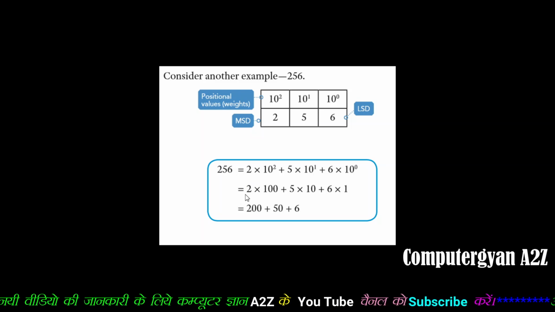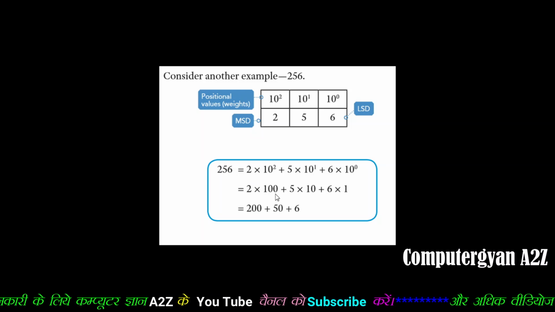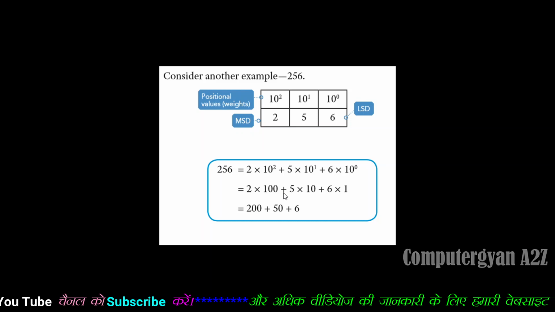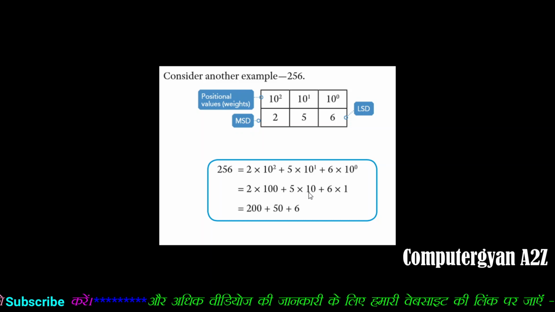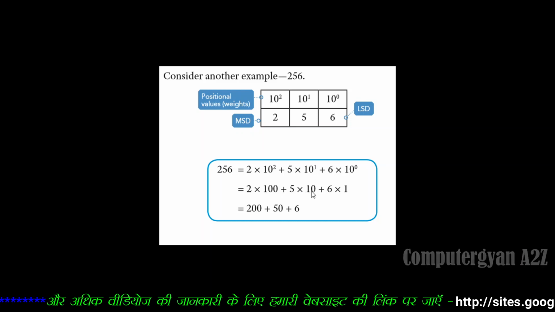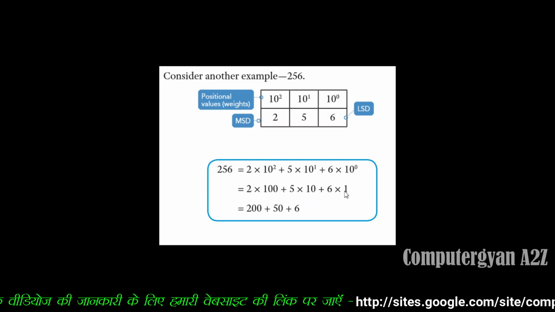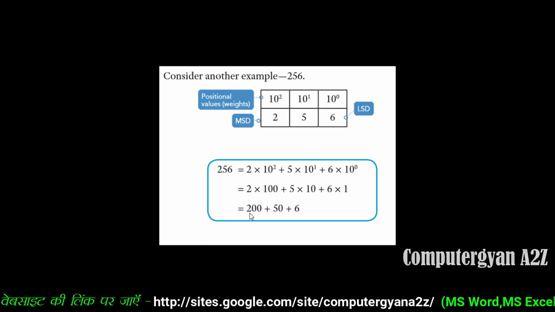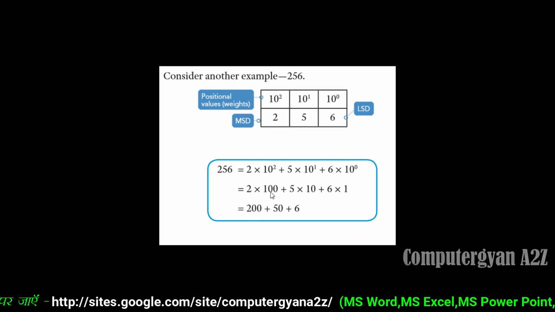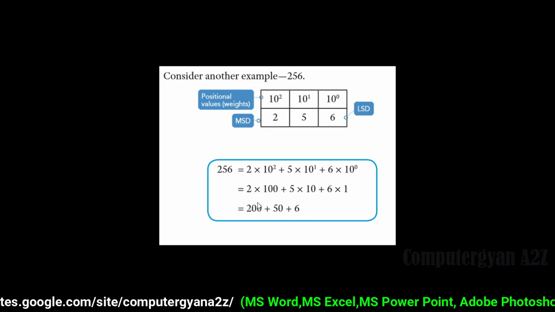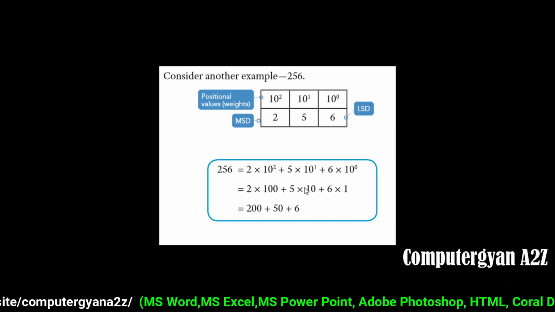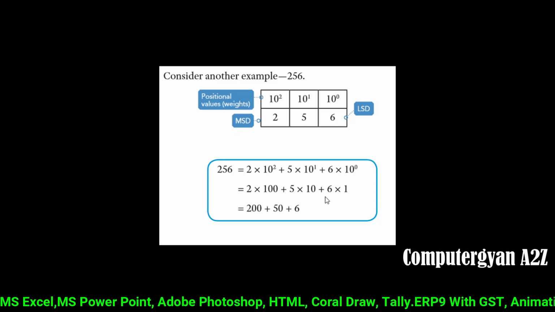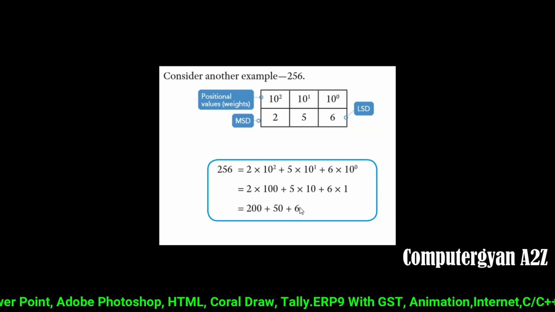You can see here in the second line 2 multiplied by 100 because 10's power 2 has the value 100. Then plus sign. After that 5 multiplied by 10 because 10's power 1 is equal to 10, plus 6 multiplied by 1 because 10's power 0 has the value 1. In the third line 2 multiplied by 100, product is 200, plus 5 multiplied by 10, product is 50. Then plus sign. 6 multiplied by 1, then product is 6.